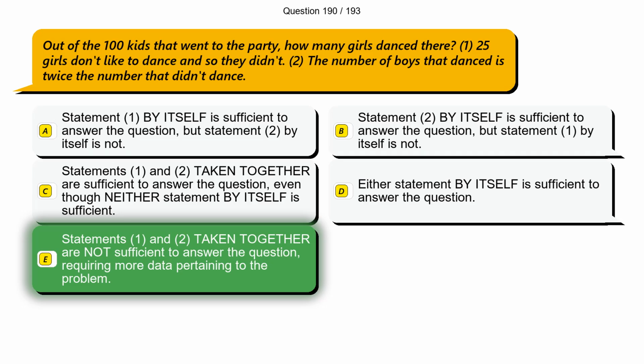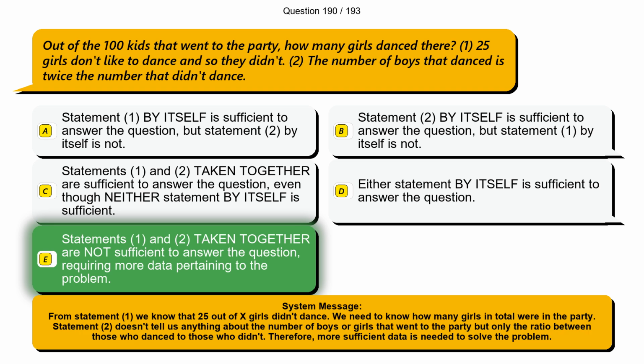The correct answer is option E. Statements 1 and 2 taken together are not sufficient to answer the question, requiring more data pertaining to the problem. From statement 1, we know that 25 out of X girls didn't dance. We need to know how many girls in total were at the party. Statement 2 doesn't tell us anything about the number of boys or girls that went to the party, but only the ratio between those who danced and those who didn't. Therefore, more data is needed to solve the problem.